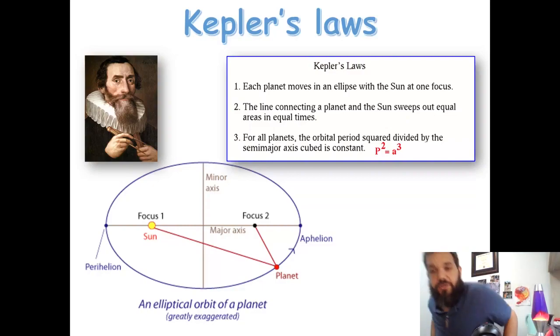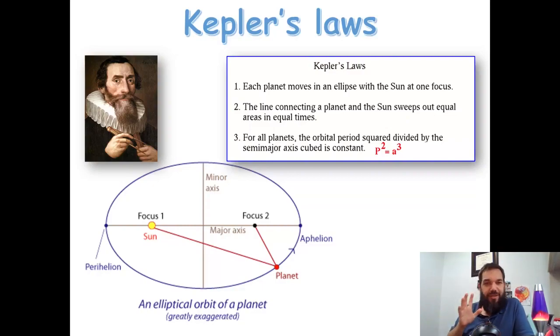So let's go over these laws really quick. I know at first glance they sound really super hard and scientific, but I want to kind of break them down for you so they're a little bit more digestible. The first law is that planets move in an ellipse with the sun at one focus.